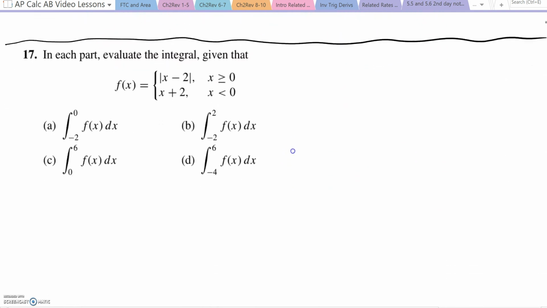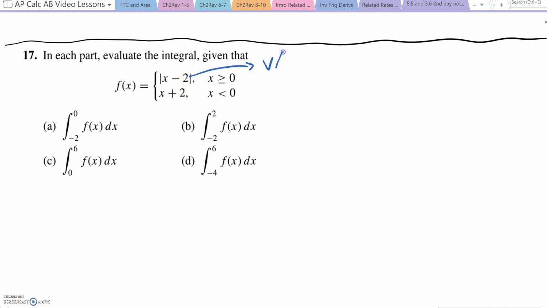Now, 17 has a piecewise function, and the first piece is an absolute value function as well. And the vertex for that absolute value function, this one's a little easier, is 2, 0. You can think of it like this. There's always that a times the absolute value of x minus h, and then a plus k out there. And the vertex is always h, k. Well, there's nothing out here except a plus 0. So 2, 0 is your vertex. And then we're going to have the line y equals x plus 2 whenever x is less than 0.